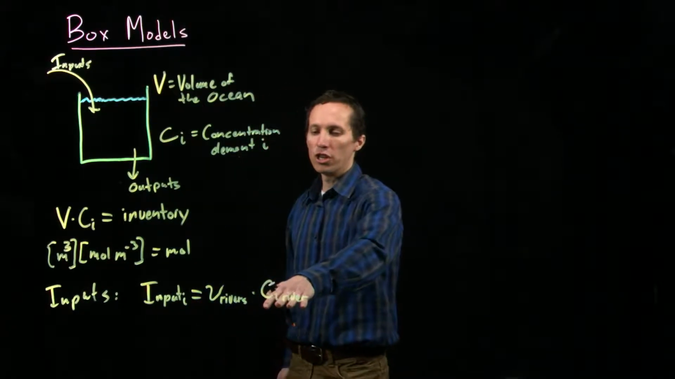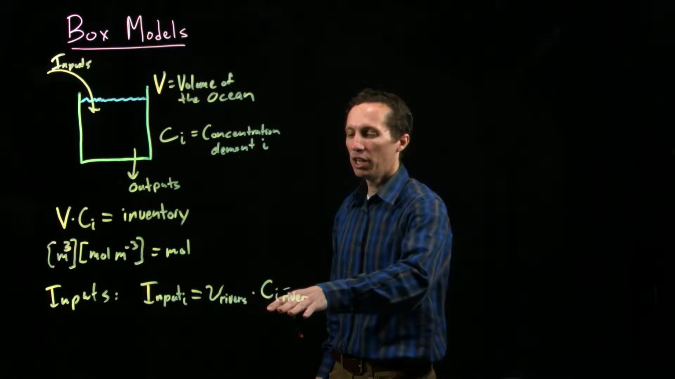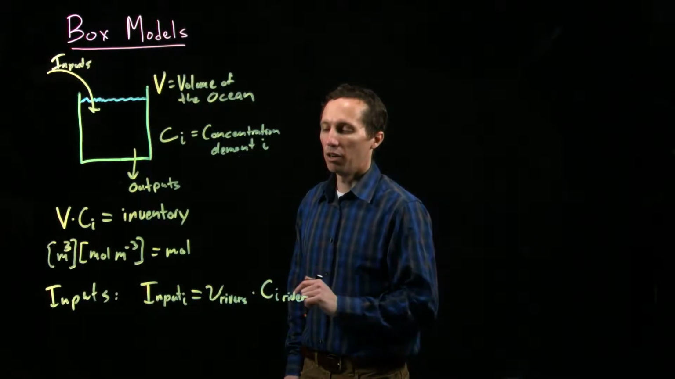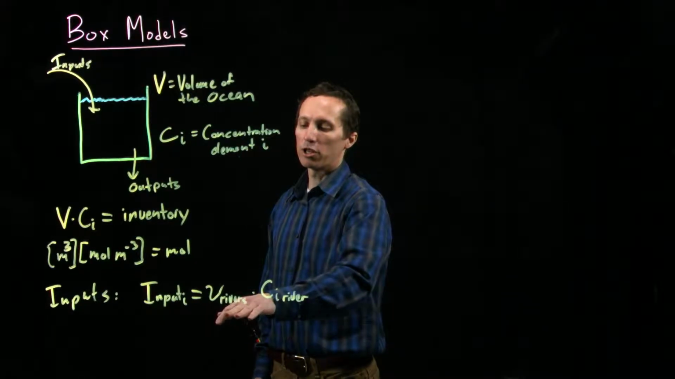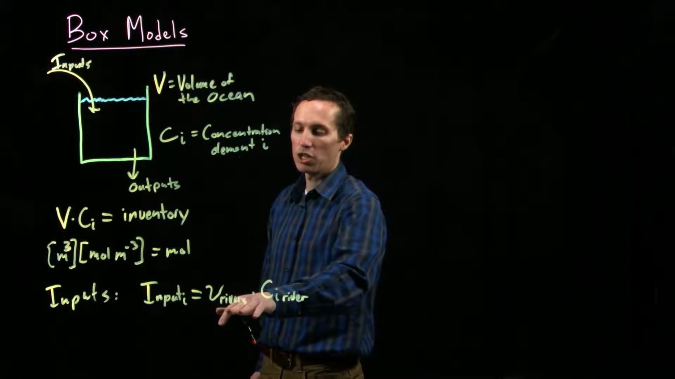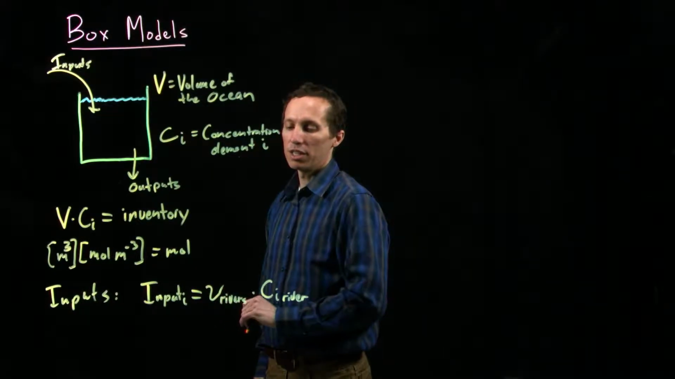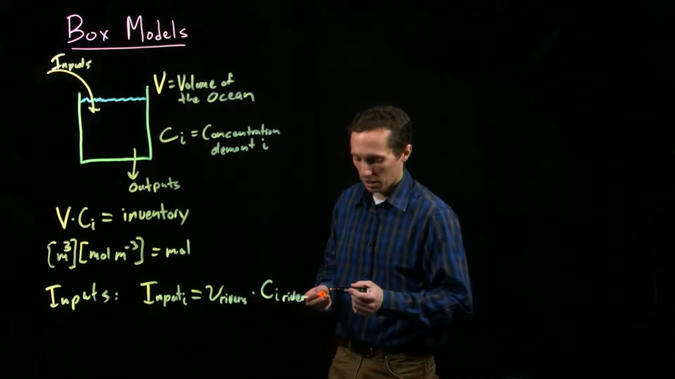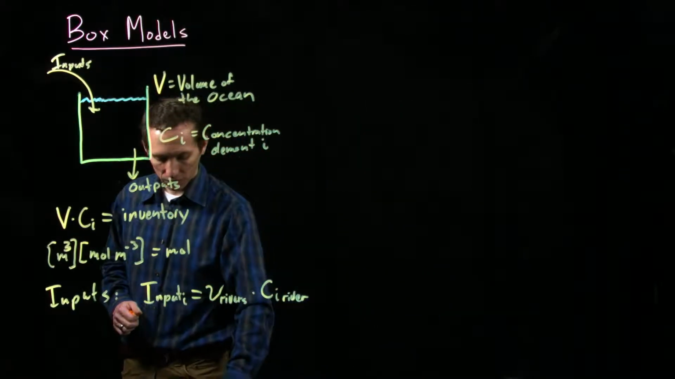So if the concentration of an element is high in the river water, then that means there's a lot of inputs of that constituent into the oceans. Similarly, if the volumetric flow rate of the rivers were to increase, say because of an increase in precipitation or melting glaciers, then this would cause an increase in that. And so those are the two main parameters that control the input of a constituent into the ocean.